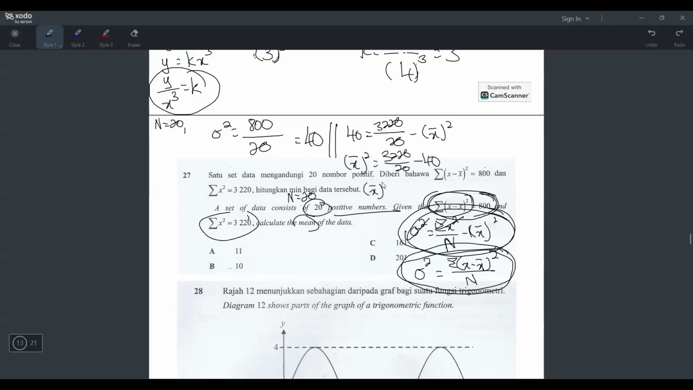Okay, so now what is mean square? Let's press this in the calculator. 3220 over 20 minus 40. Okay, my calculator gives me 121. So this is 121. Okay, how to find the mean now? Okay, move over, square becomes square root. So if you press square root of 121, you will get 11. So the mean is 11. Alright. So the mean must be positive, the mean cannot be negative, right? Right. So number 27, this is the answer. Okay, done.